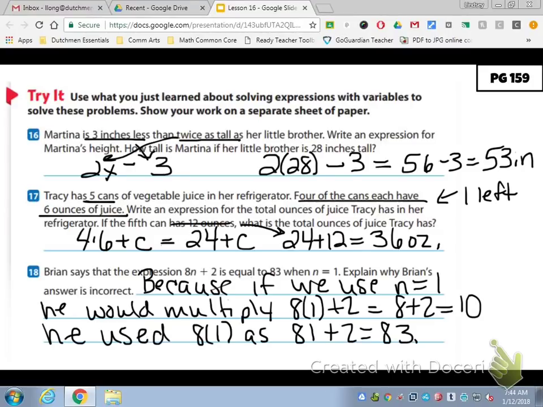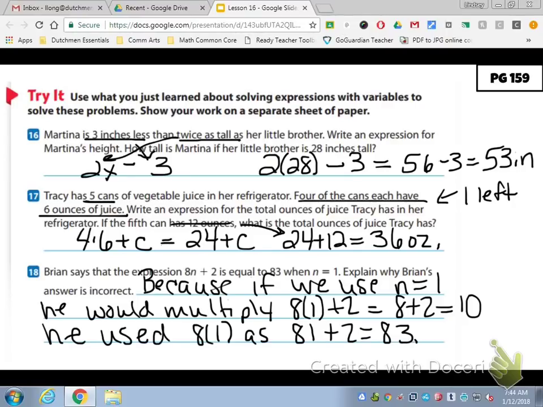Okay, so here we have our answers. On the first one, you would have 2x minus 3, and when you work that out, you would end up with 53 inches. On the second one, Tracy has 5 cans, 4 of them have 6 ounces, so that's where the 4 times 6 is. And then you have to add that last can for your C. Well, if we go ahead and simplify and do 4 times 6, we'd get 24 plus C. Then we know that the 12 ounces is how much the last can is, so you would add 24 plus 12 to get 36.